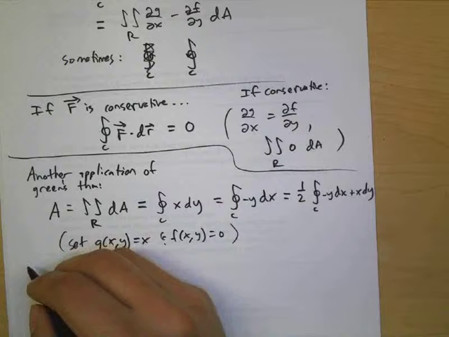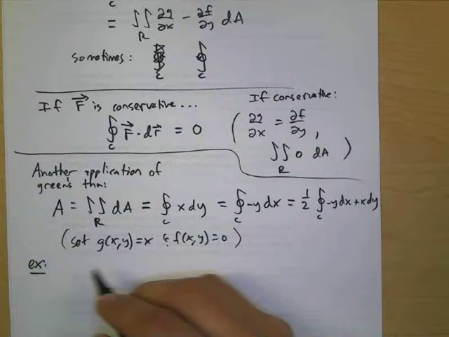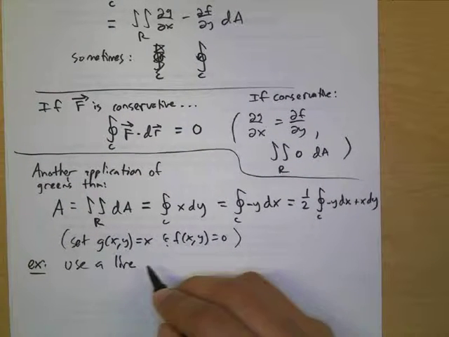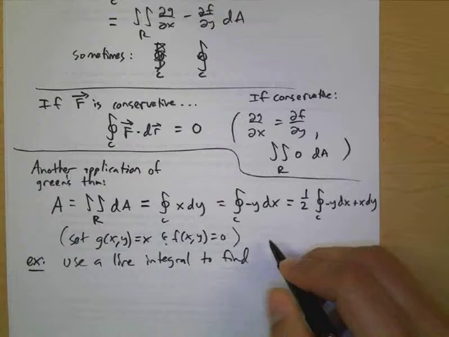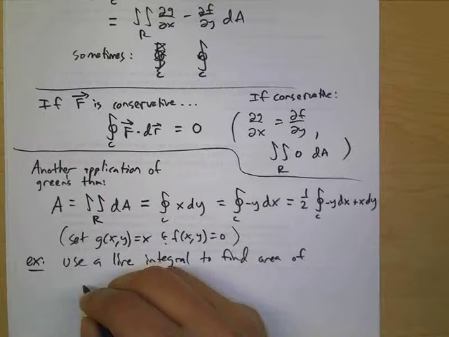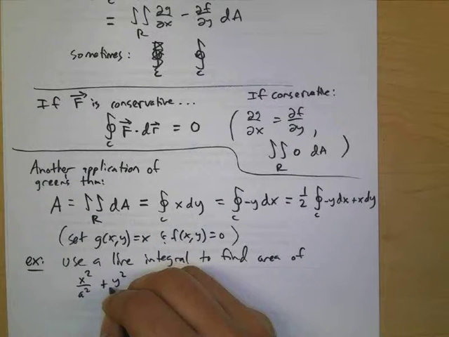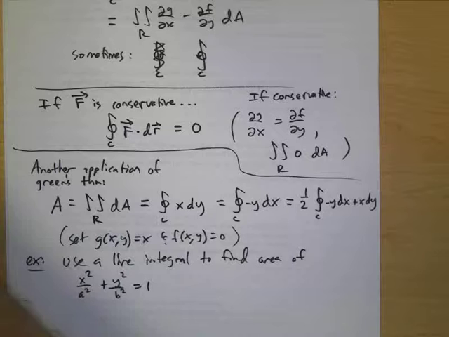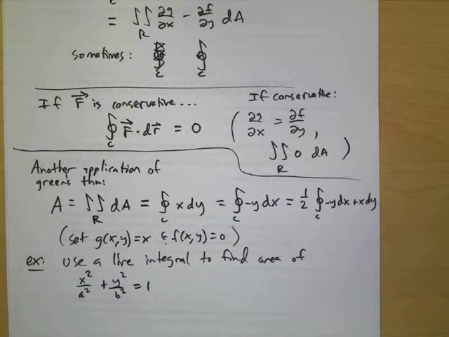So actually let's do a quick example using that application. Use a line integral to find the area of the ellipse x squared over a squared plus y squared over b squared equal to 1. That's going to be the idea here eventually, yeah.